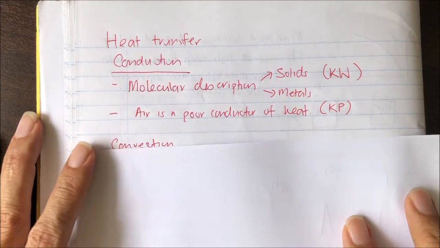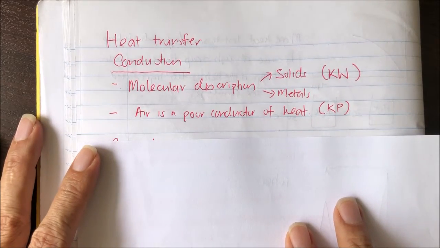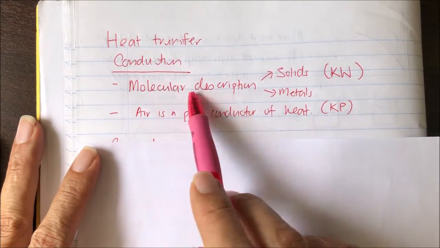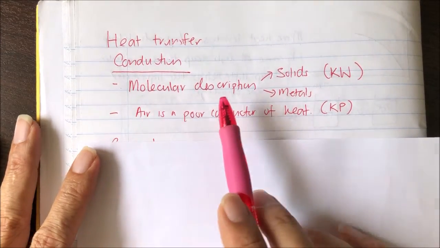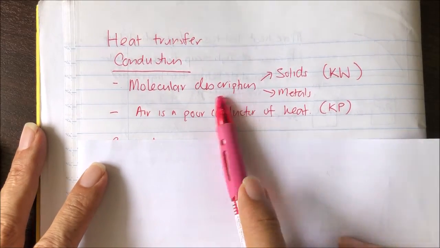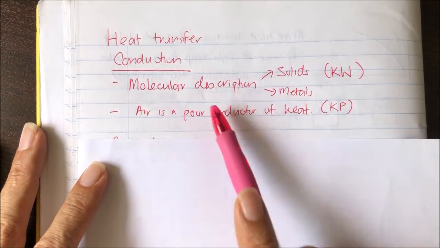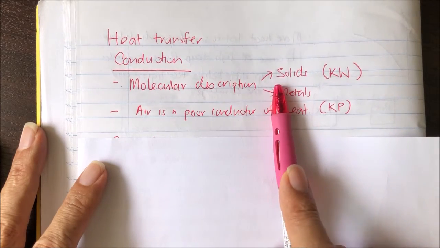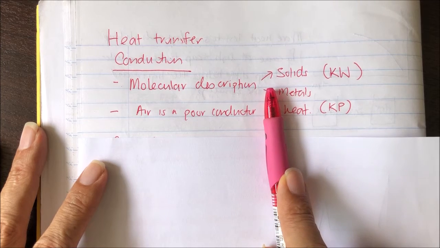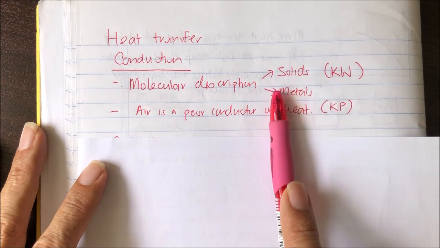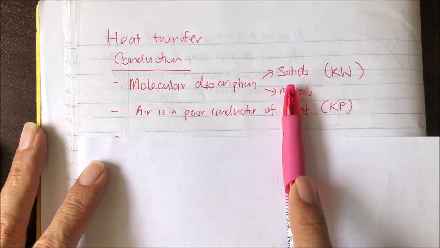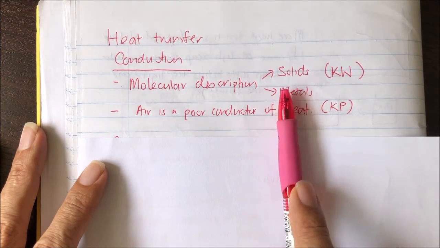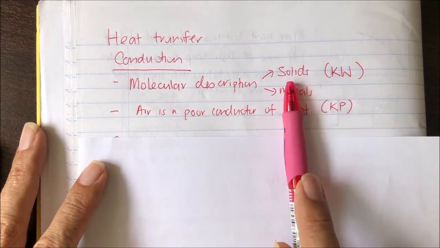First of all, there's conduction, convection, and radiation. For conduction, you probably need to memorize very well the molecular description in solids and in metals. For example, in solids, you have to use keywords like: when one end of the rod is heated up, the particles start to vibrate about a fixed position and they will collide with the neighboring particles, passing on the energy from one to another. So keywords must be there.